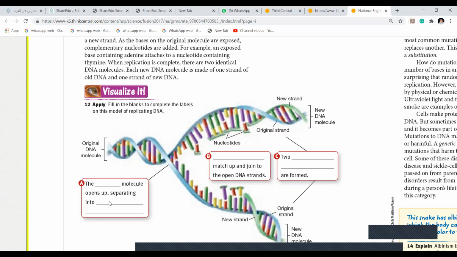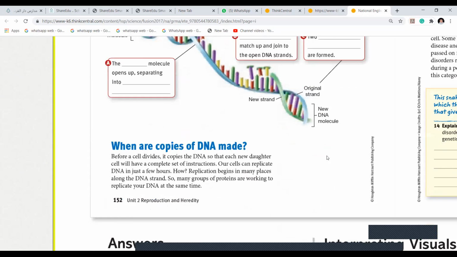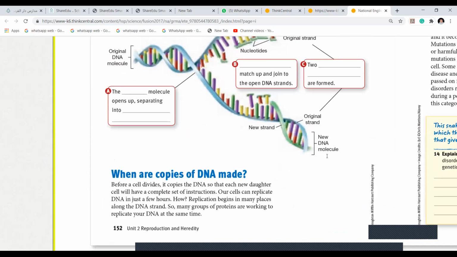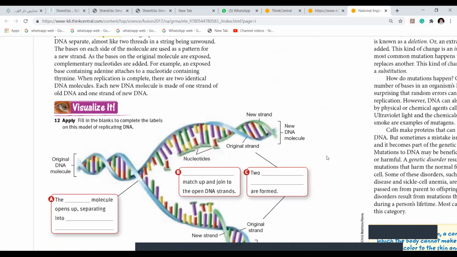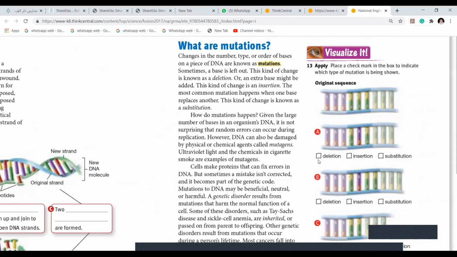Okay, good. So the DNA molecule opens up, separating into two strands. And here, when the two strands separate, because of the nucleotides, they match up and join to the open DNA strand. They come close and join. And finally, two identical molecules are formed. Is this clear?